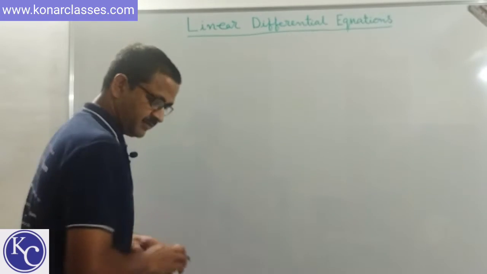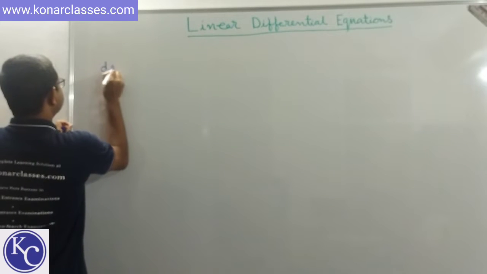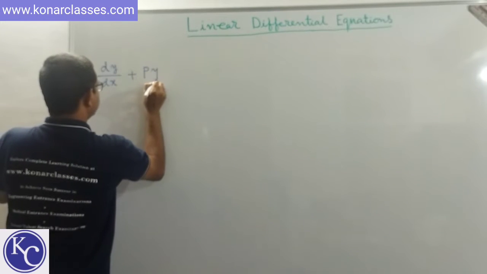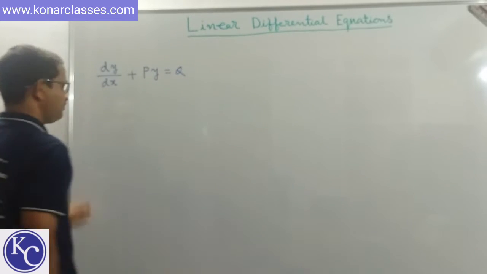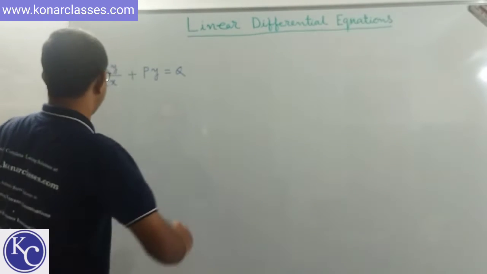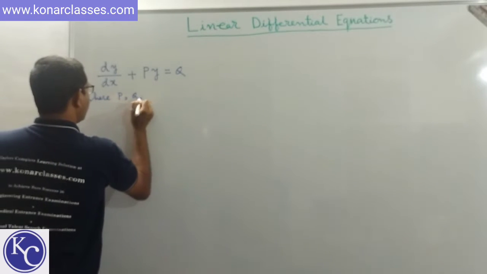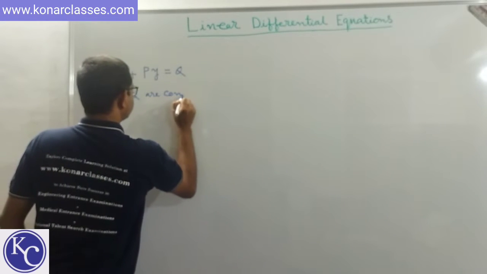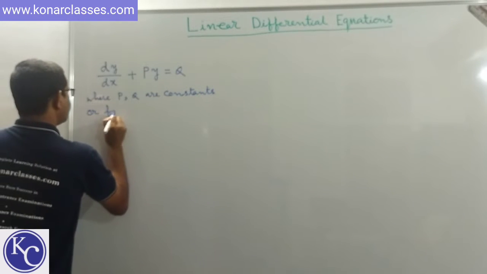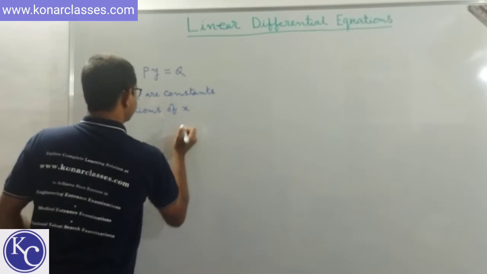An equation of the type dy/dx plus p into y is equal to q, where p and q are either constants or functions of x. Let me give you an example.